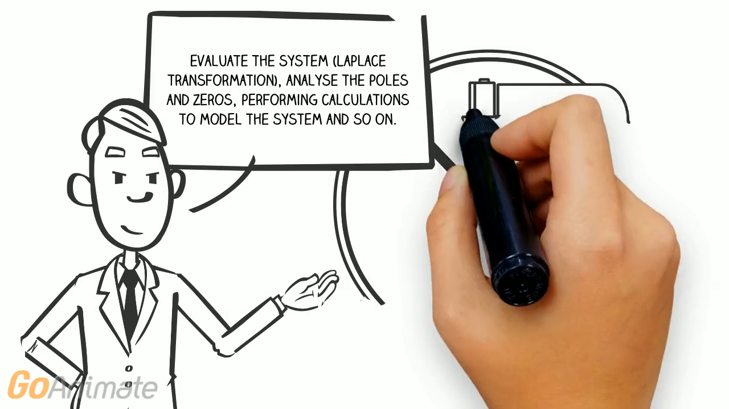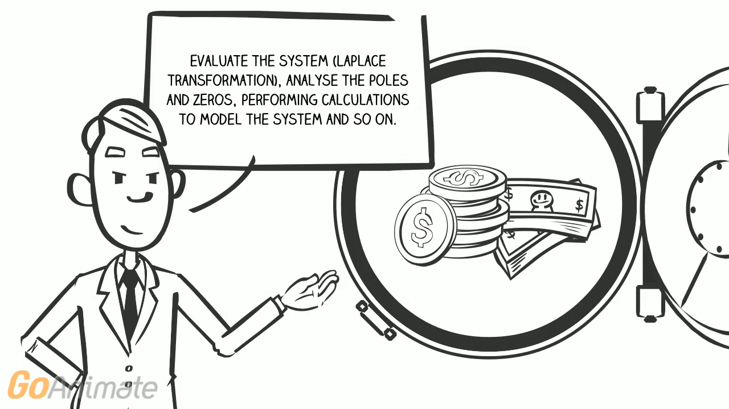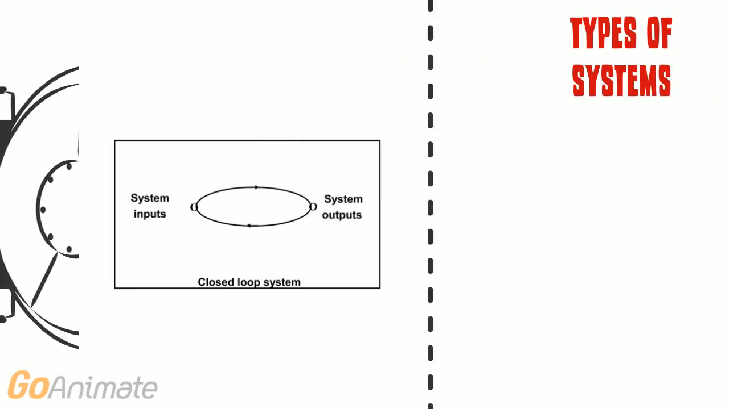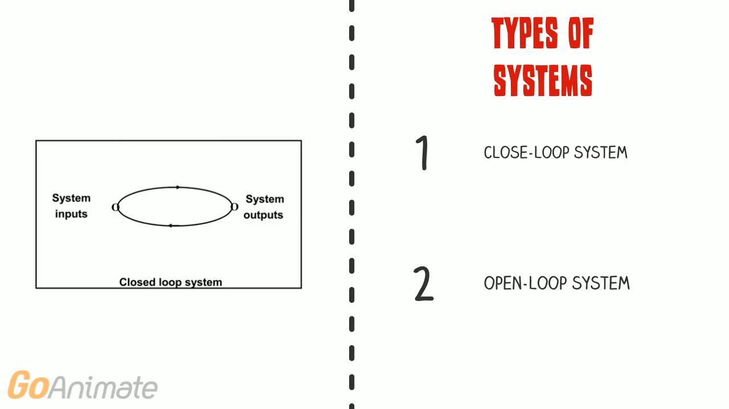First, we will look at how the system works and its main components, and then investigate the relationship between control systems and complex numbers. A closed-loop system is an automatic control system in which an operation, process, or mechanism is regulated by feedback. However, an open loop does not use a feedback system.